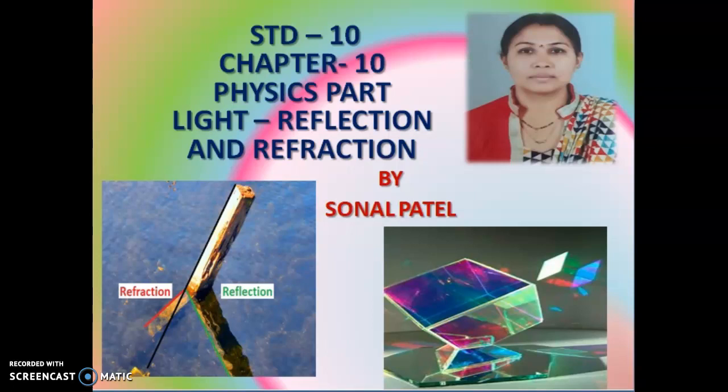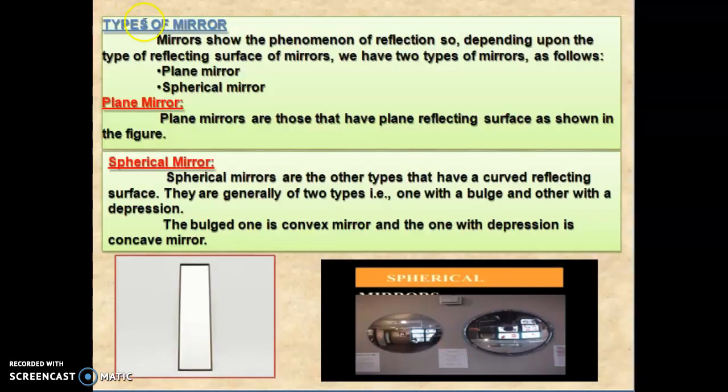So today we will see part 2 of chapter 10, light, that is reflection and refraction. In this part we will study the types of mirrors. A mirror shows the phenomenon of reflection. Depending upon the type of reflecting surface of the mirror, we have two types of mirror. One is a plane mirror, the second one is a spherical mirror.